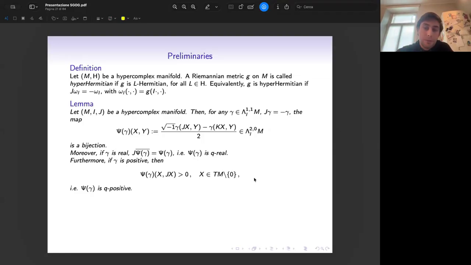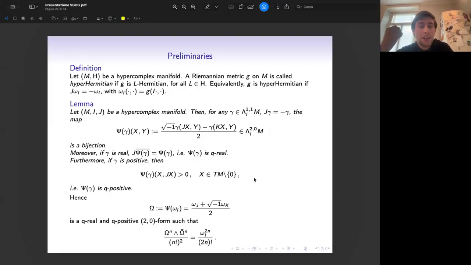But now, whenever we have a hyper-Hermitian metric, we have a preferred (1,1)-form, which is real, positive, and J anti-invariant, which is the fundamental form with respect to I. So we can apply this map psi and obtain a (2,0)-form, this capital Omega, which is known as the hyperkähler form of the metric g, which is Q-real and Q-positive, and we have also this relation on the volume forms.